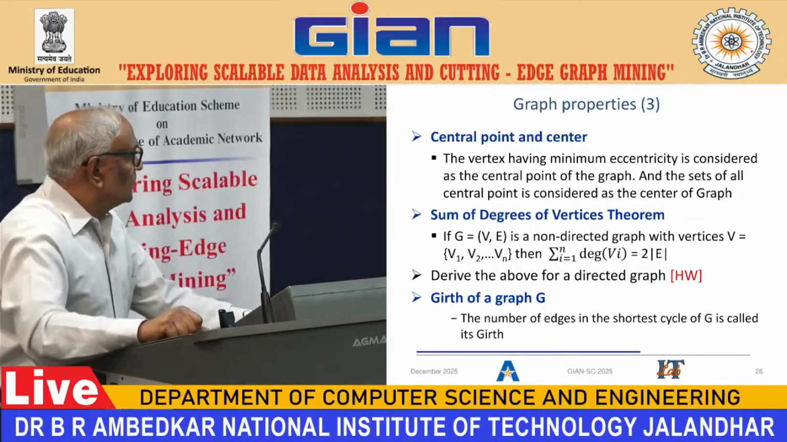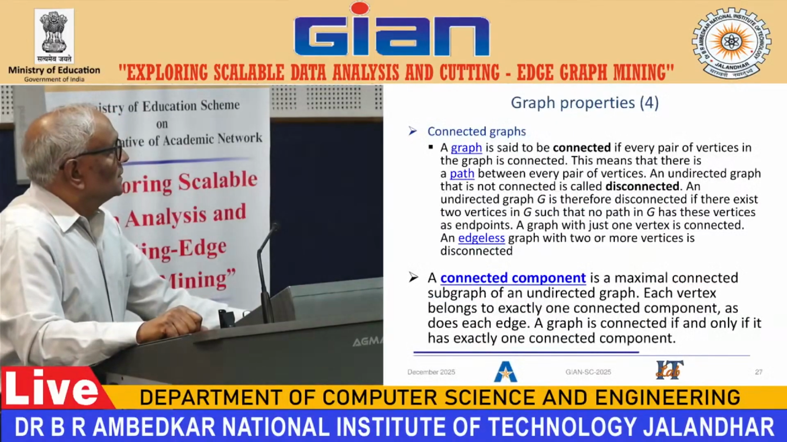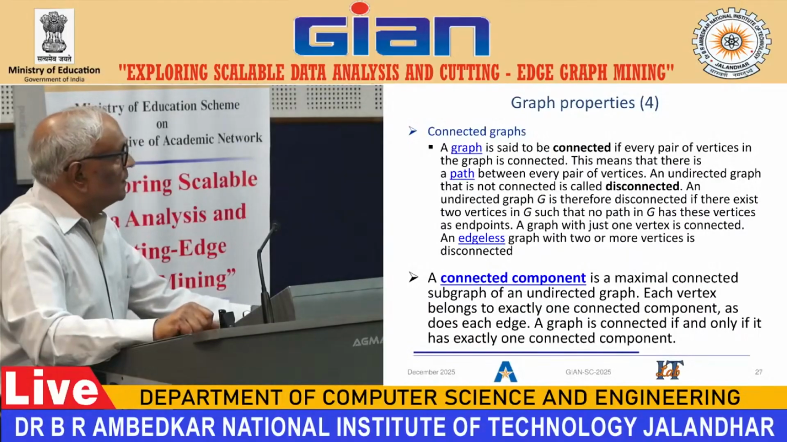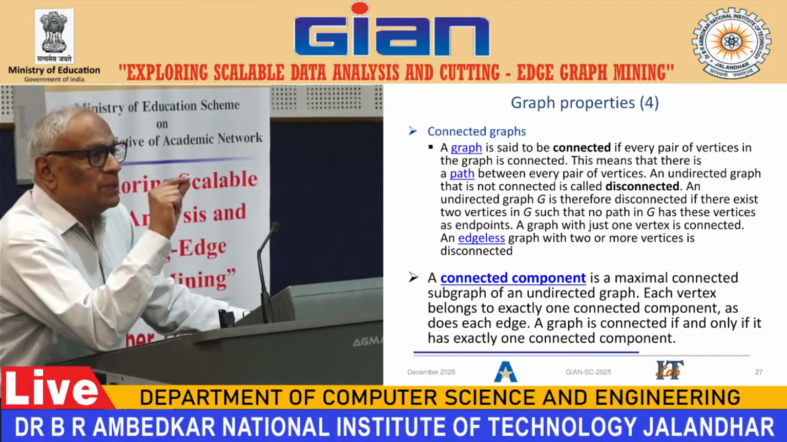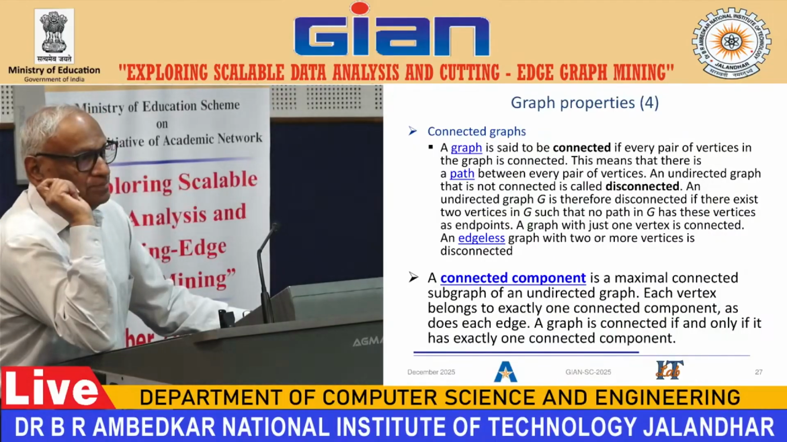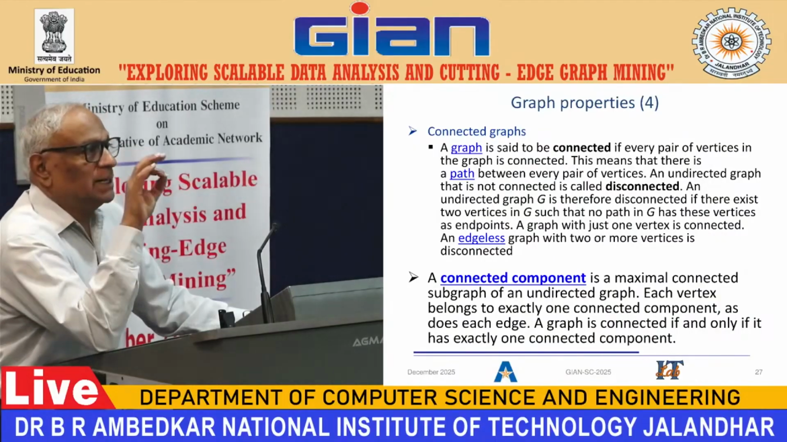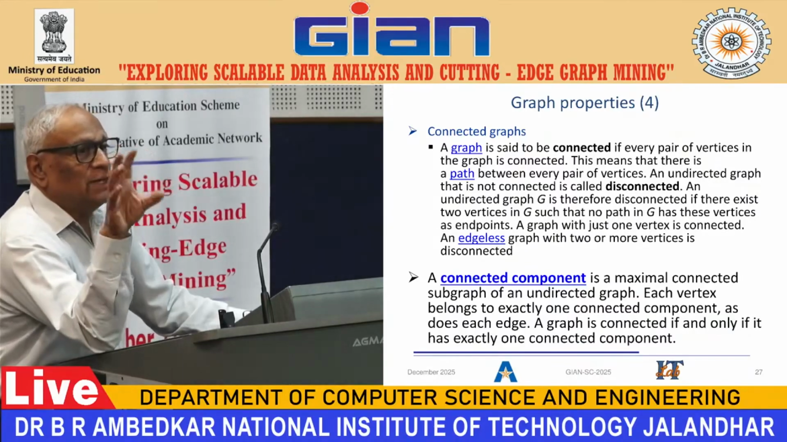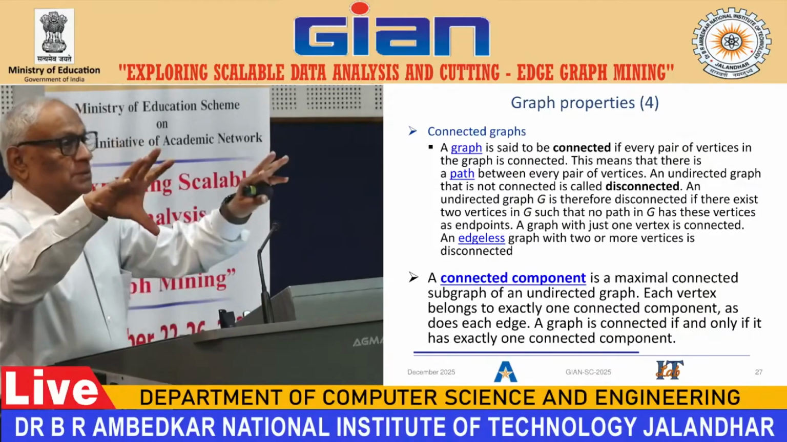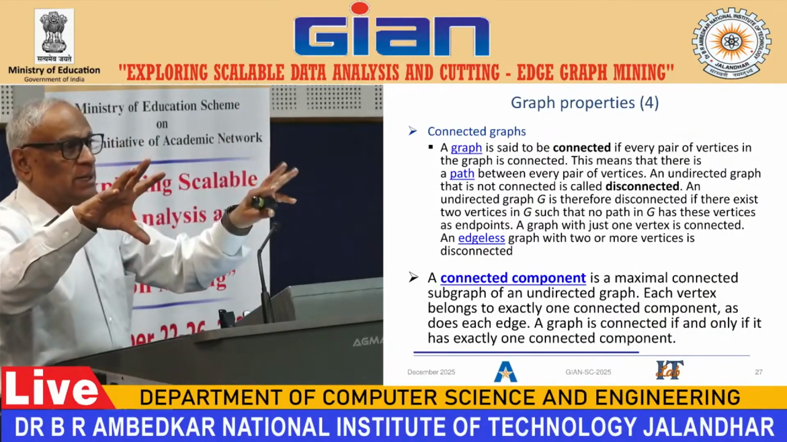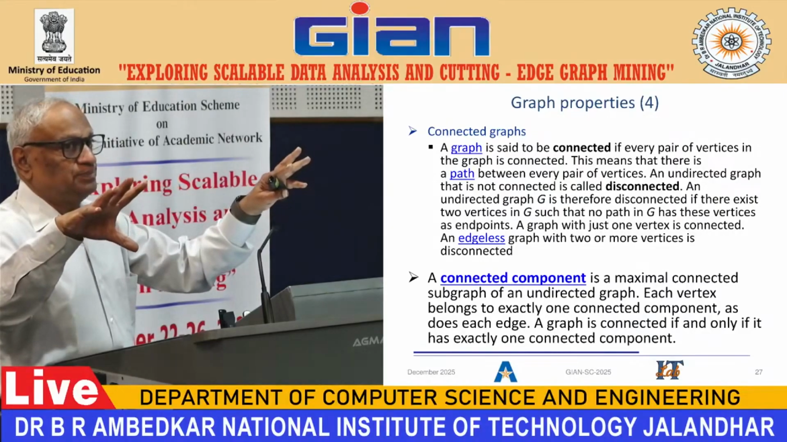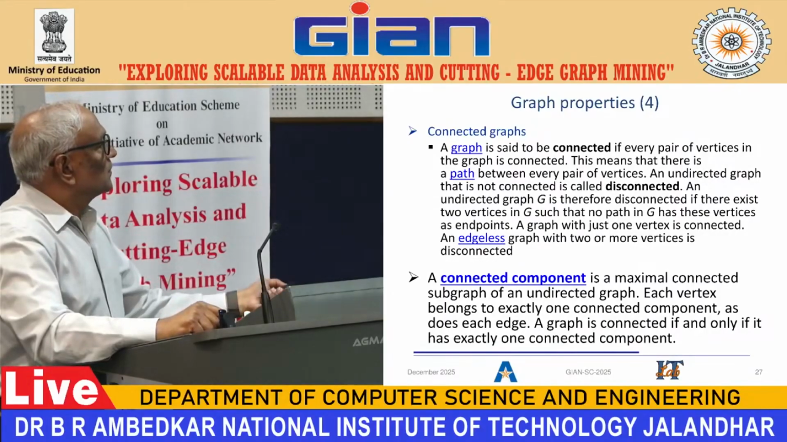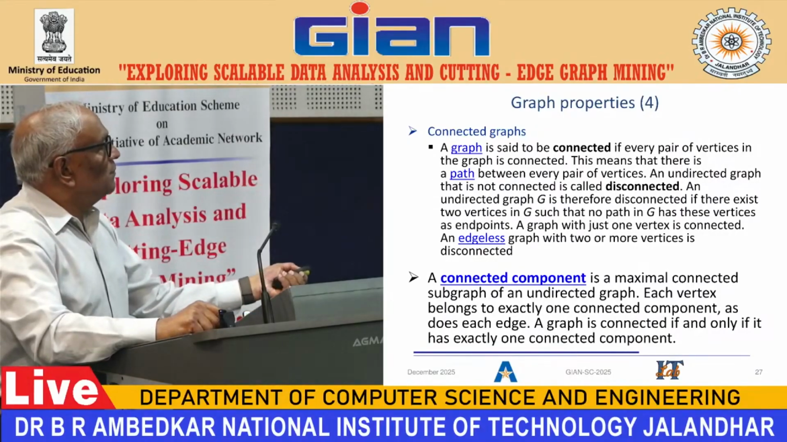Then we have the notion of connected graphs. This is important to understand. A graph is connected if every pair of vertices in the graph is connected. That means there should be a path from every vertex to every other vertex. Otherwise, it is not a connected graph. So if you take an isolated node or 2 graphs, then this is a connected component, this is a connected graph, but there is no path between these 2. That means there is a path between every pair of vertices.